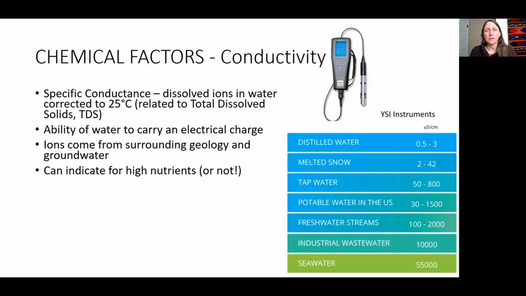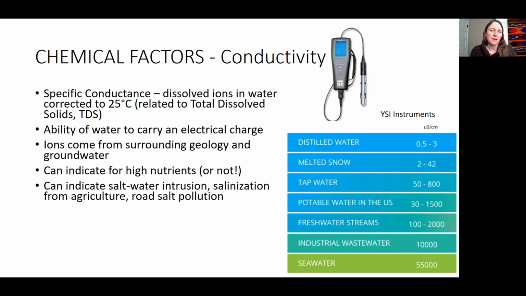Conductivity can also tell you if there's a lot of nutrients, things like phosphates and nitrates and ammonium, because those are also charged molecules. And so sometimes high conductivity means high nutrient concentration. Sometimes it doesn't. It can also indicate things like saltwater intrusion or salinization, like from agriculture or road salt pollution. Because it's a measure of these ions, and salts are ionic compounds, they can sometimes be correlated. Conductivity, if it's really high, can also indicate other types of pollution, but not always. So it's a big, messy measure that can tell you that a lot of different things are contributing to it. And sometimes you have to do follow-up studies to figure out why the conductivity is so high.